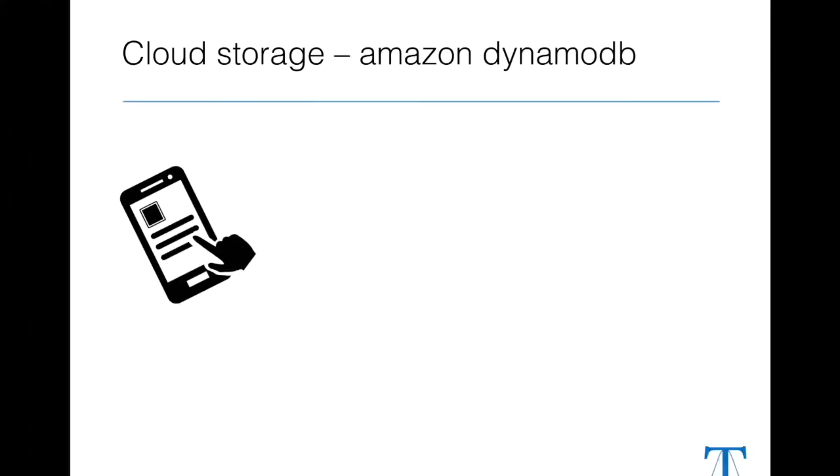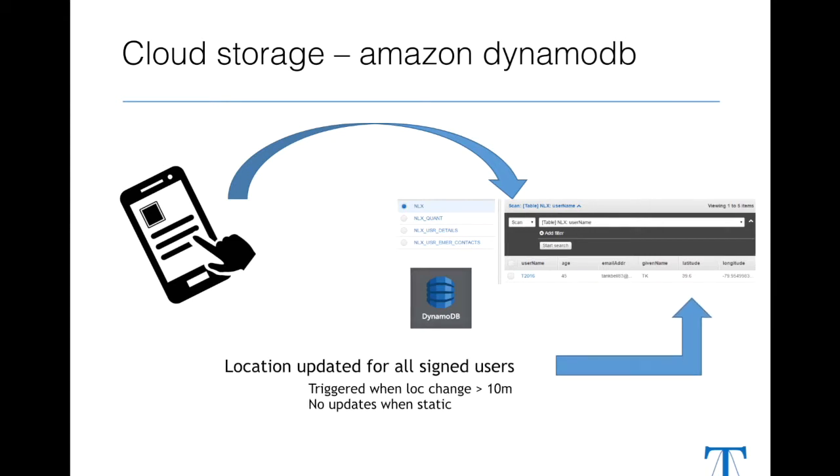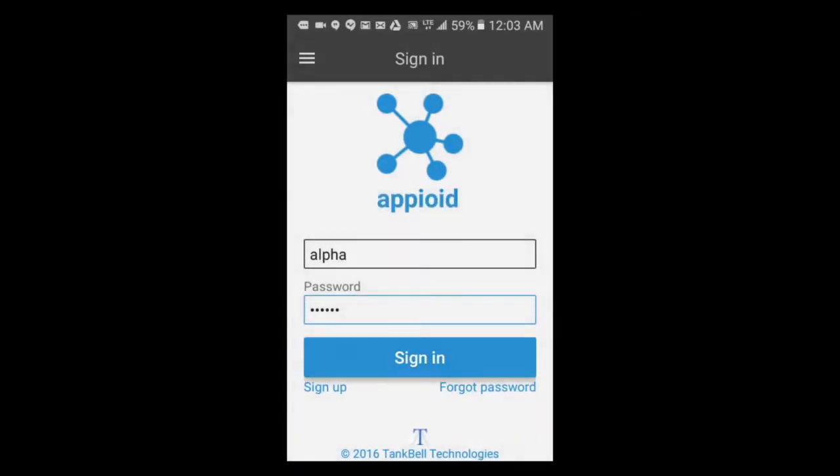Once the user has signed up, all the information is sent to the Amazon Cloud database. Specifically, we use the DynamoDB software. The location of all signed-in users is dynamically updated. An update is triggered only when a user moves more than 10 meters, so no updates are generated when a user is static. This is the sign-in screen for our app.